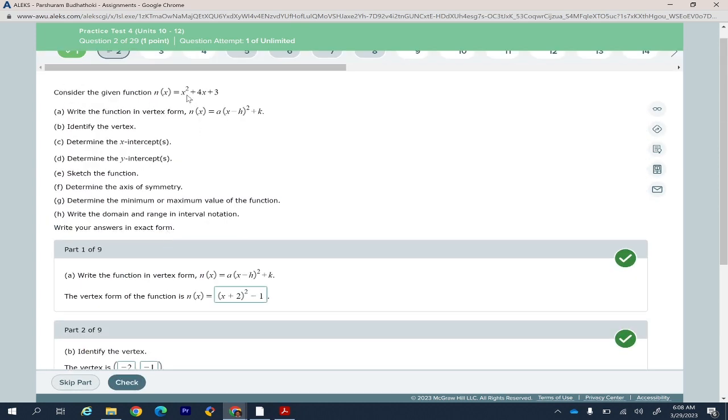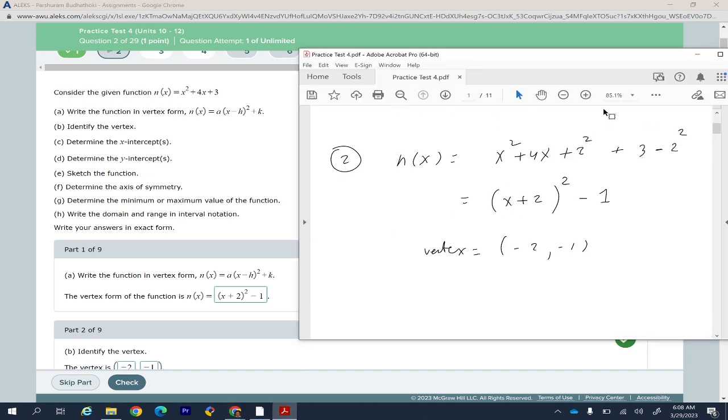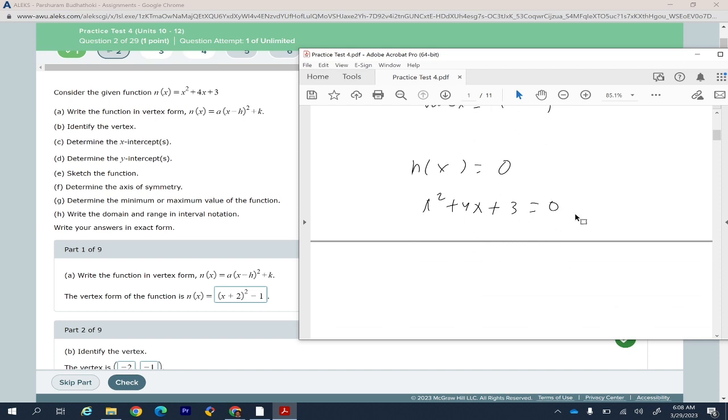X-intercept means what happens when this function is 0. That's the x-intercept. So meaning if you set this function n(x) equal to 0 and solve for x, that will help you find the x-intercept. So you can use factoring or the quadratic formula.